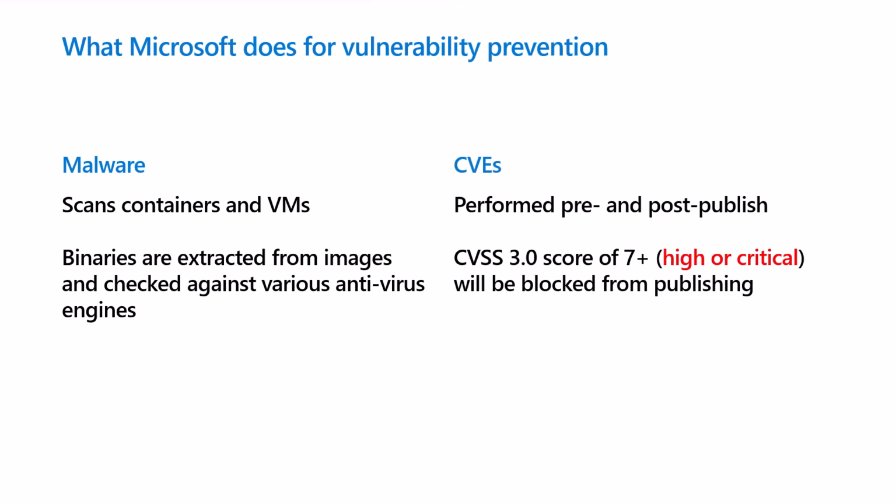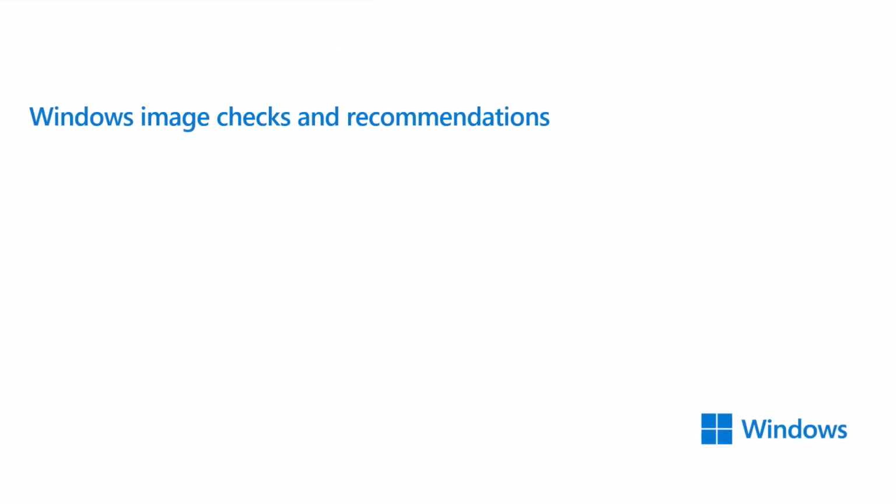CVE checks are run on images to assess the security of the base image, including the operating system and other installed components. It's crucial to note that a vulnerability score of 7 or more for a CVE scan will result in an image not being eligible for publication, and it'll get kicked back from the certification team.